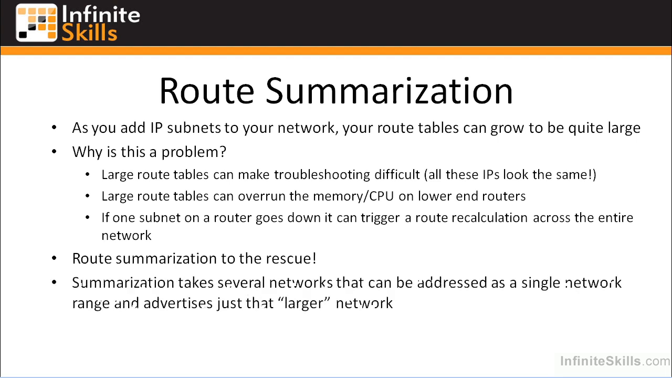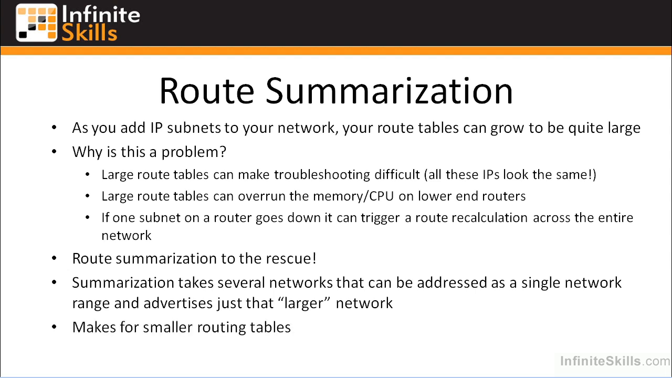And quite simply, route summarization takes several networks that can be addressed as a single network range and advertises that large network range to the rest of the network. So essentially, the router says, hey, I know about all of these networks. They're behind me. Anything bound for that network group, just send it to me. I'll figure out where to get it.